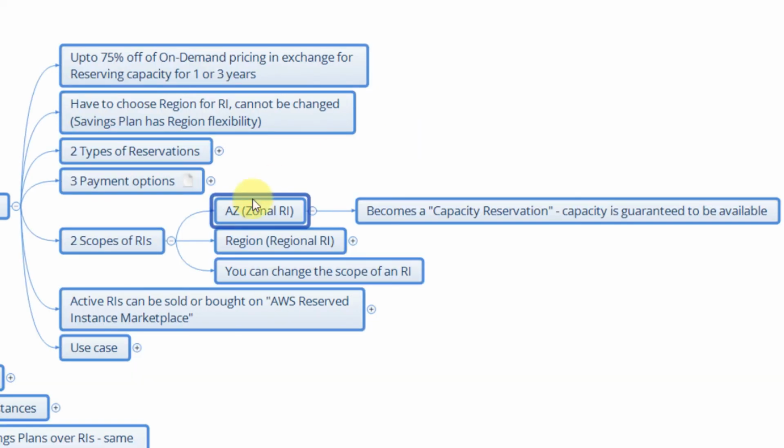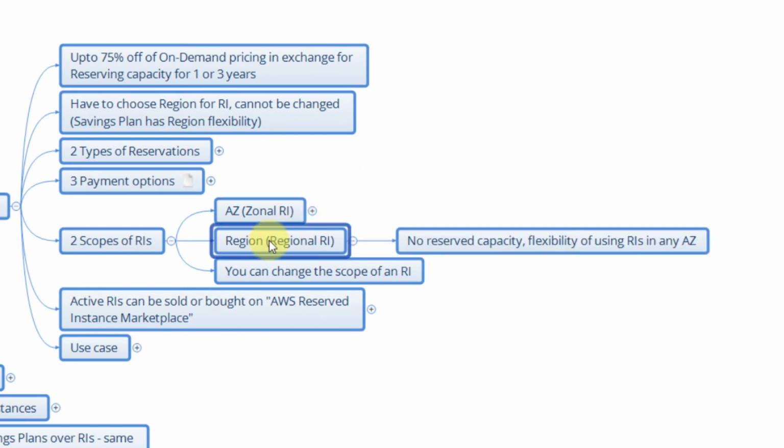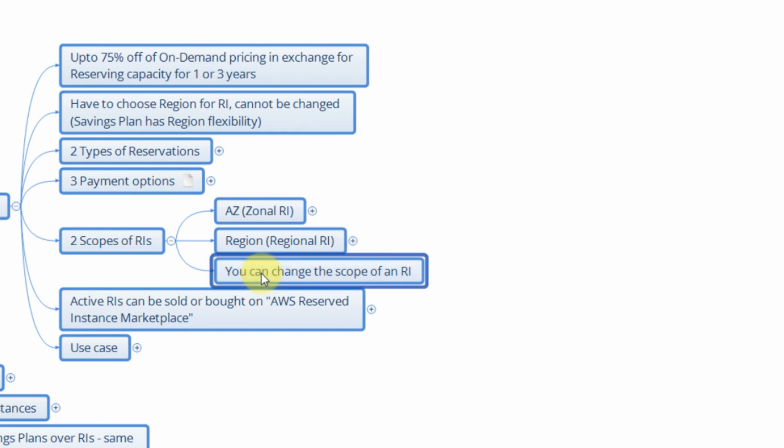Now, when you scope an RI purchase to a zone, it actually becomes a capacity reservation, which means capacity in that availability zone is guaranteed to be available for your application. In the case of regional scoping, there is no capacity reserved for your purchase, but you have the flexibility of using your RIs in any availability zone. And you're allowed to change the scope of an RI over time.